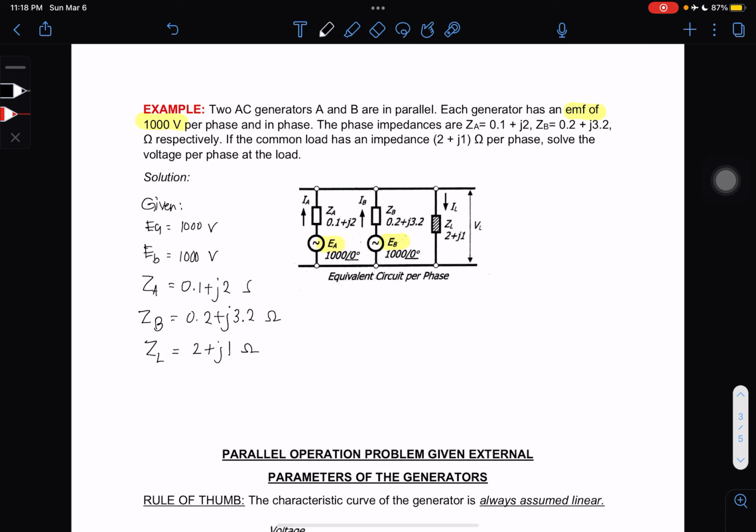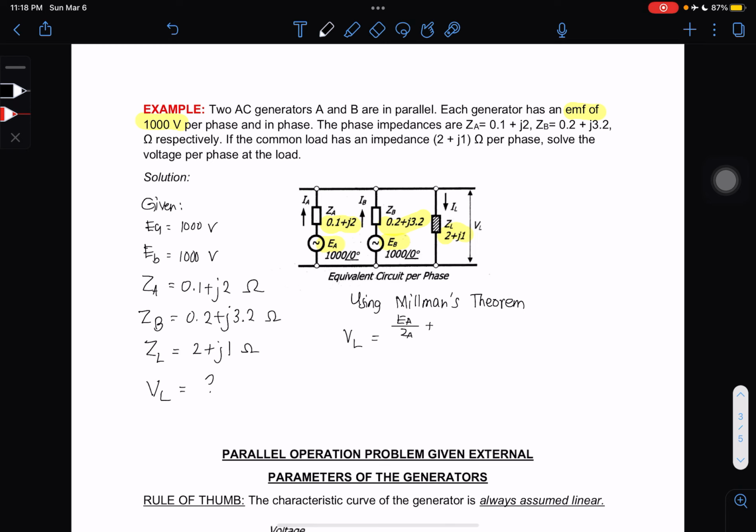So ohms ni since impedance. So we need to solve for our voltage per phase at the load. So very easy lang no, since pwede ra ta mo gamit og Millman's theorem, since given man tanan ang data nato. So using Millman's theorem, so ang formula, we have VL is equal to EA over ZA.